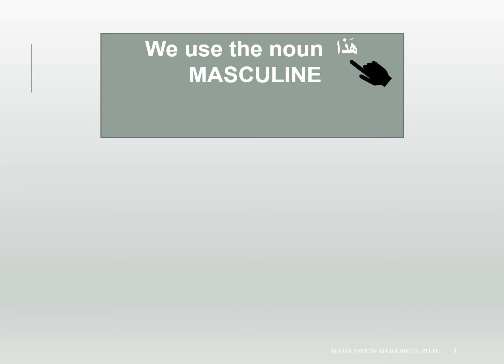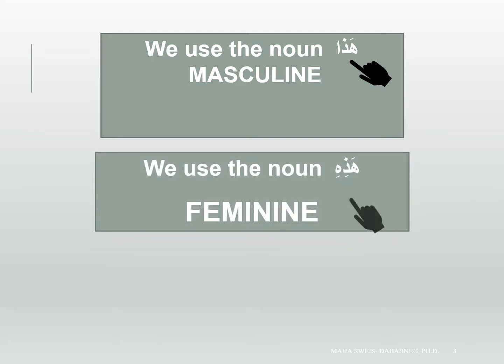هذا, هذه. Remember, if you see ta marbuta at the end, this is one of the ways you can distinguish whether the noun is feminine or masculine. We will talk more about gender, but this is one of the ways you can distinguish. If you see ta marbuta at the end, you can tell this noun is feminine.